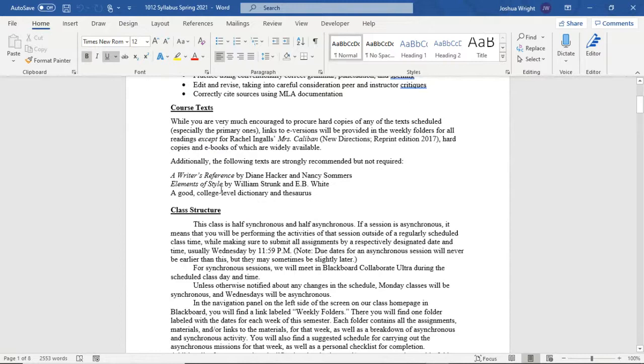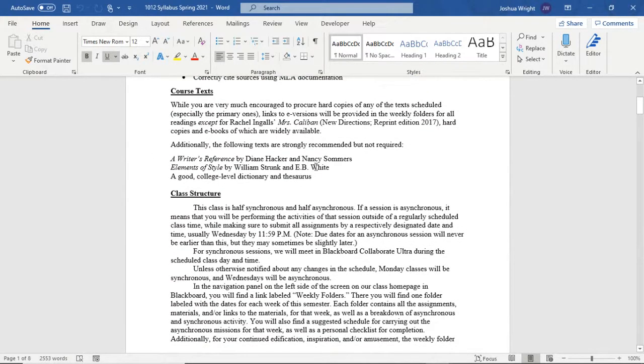Okay, and then I also recommend that you get these books just as a reference. A Writer's Reference by Diane Hacker and Nancy Summers is very helpful in writing long-form essays and doing research. Elements of Style by William Strunk and E.B. White. A lot of you might have used this before in high school or in 1010. You might have a copy already, and it's just a helpful reference. I have my copy of this, and I go back to it time and time again just to check things and verify things on a grammatical level. That's really what this is for, grammar, and it's just helpful.